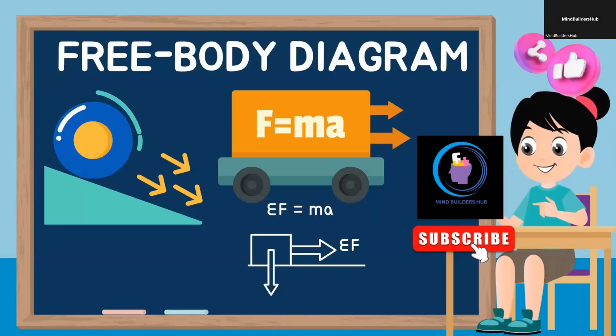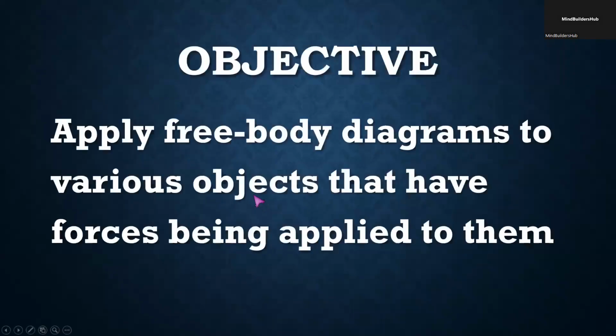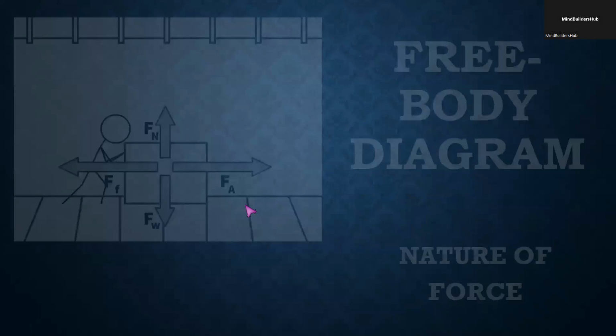Free body diagrams are a graphical representation that helps us analyze the forces acting on an object and understand how those forces influence the object's motion or equilibrium. So to start, let's move on to the objective. We need to apply free body diagrams to various objects that have forces being applied to them.